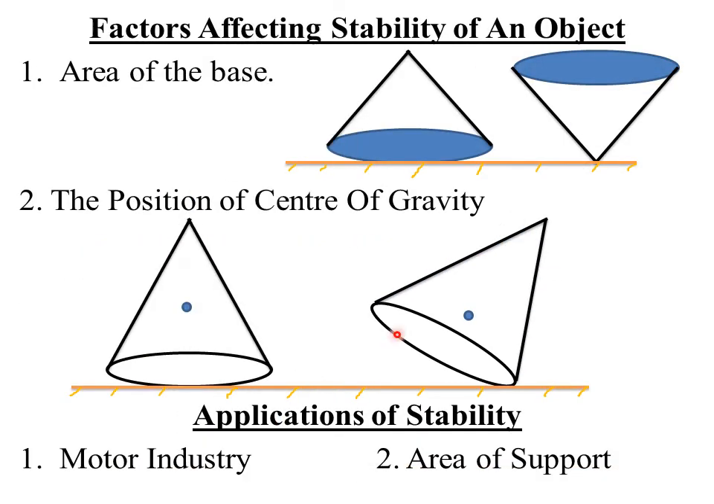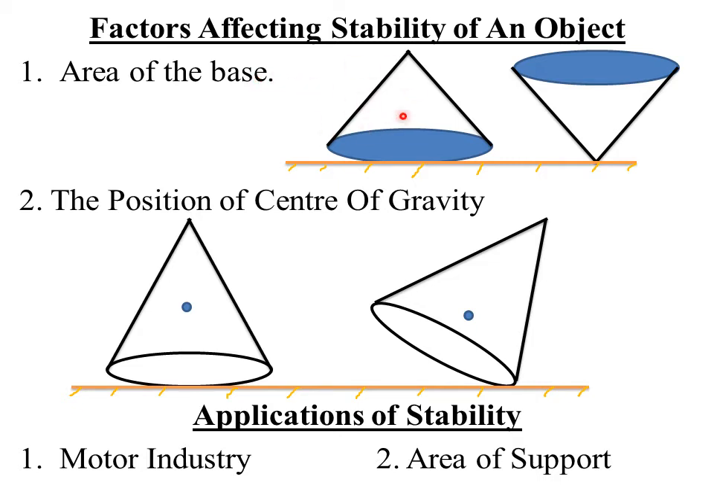Next, we look at the factors affecting the stability of an object. So we have two main factors affecting stability of an object. One is the area of the base and two is the position of center of gravity. Now the question is, how does the area of the base affect the stability of an object? So if the base area is large, then the line through the center of gravity of the body remains within the base. That is, even if the body is tilted through a very large angle.